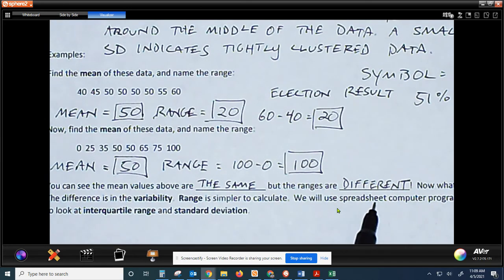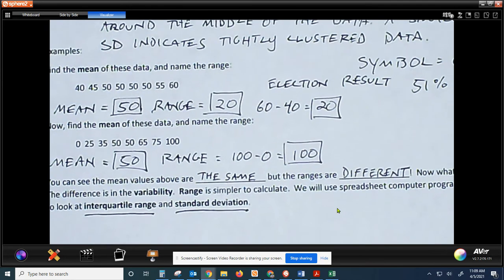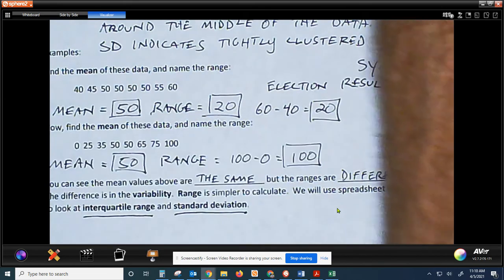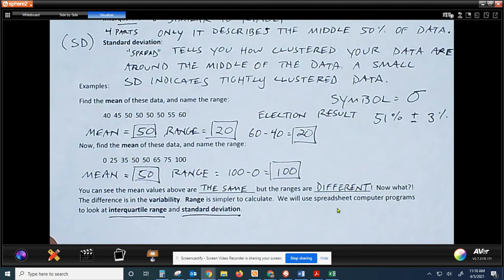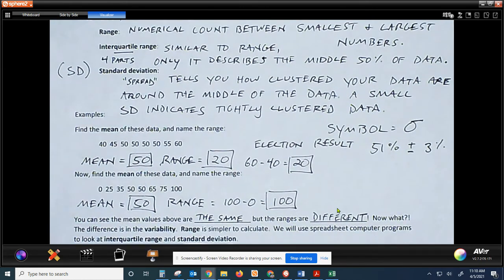We will use spreadsheet computer programs to look at interquartile range and standard deviation. I have done these by hand. I think it's beyond the high school scope for the moment. So we will be using Google Sheets to do the math for us. I'm going to zoom out just a little bit. And that's everything that I added there.